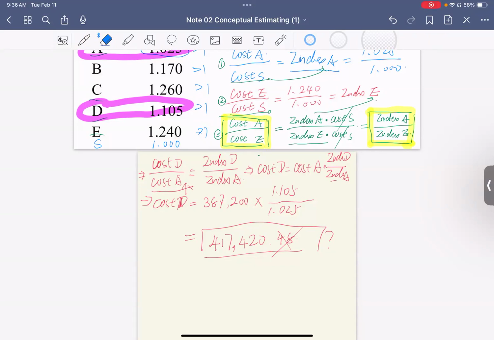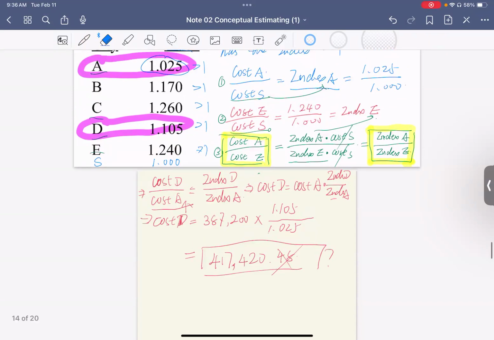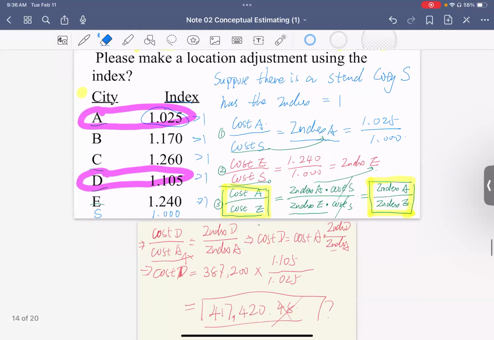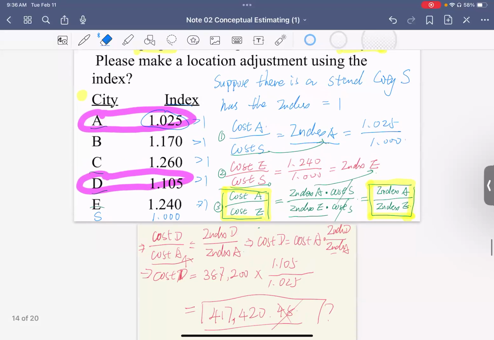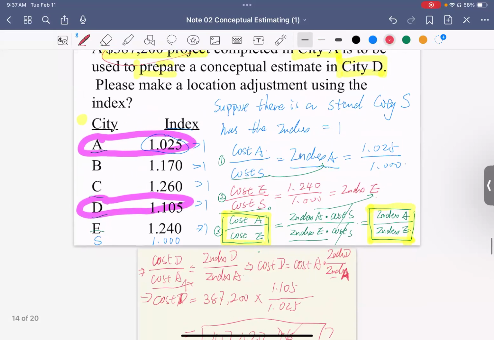What does that say to the right? It says cost A times index D over index A. Okay. Yeah, this is A. So that is the example for this one.